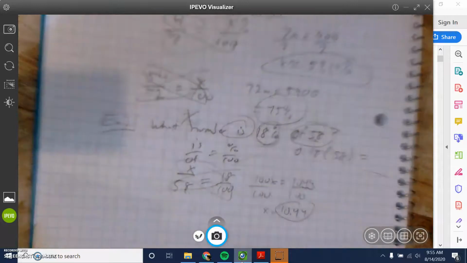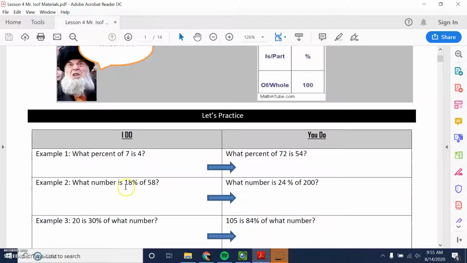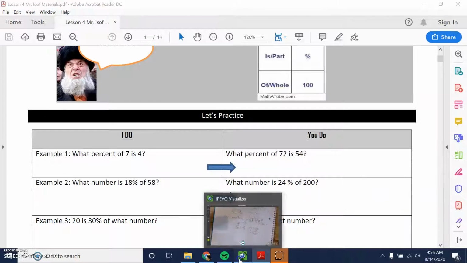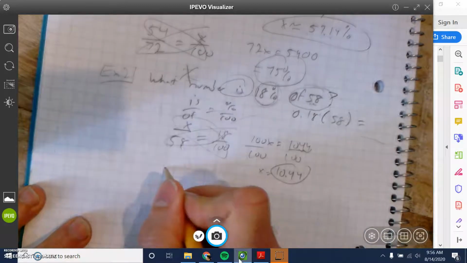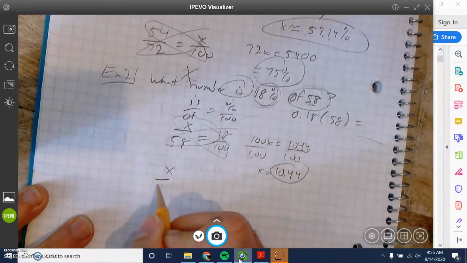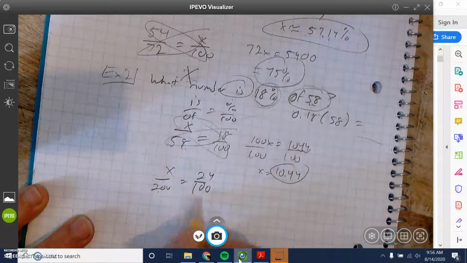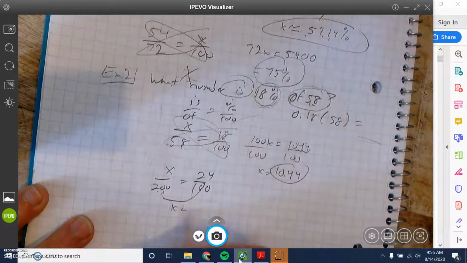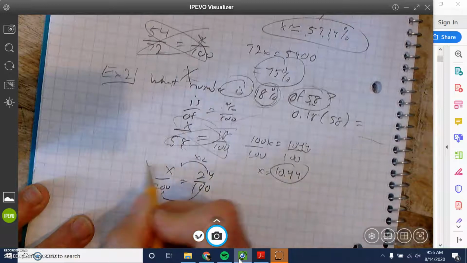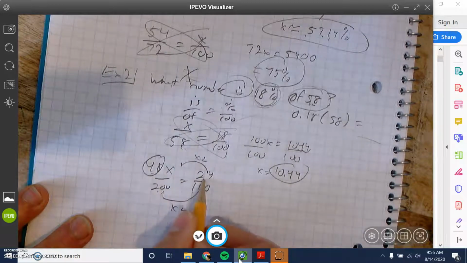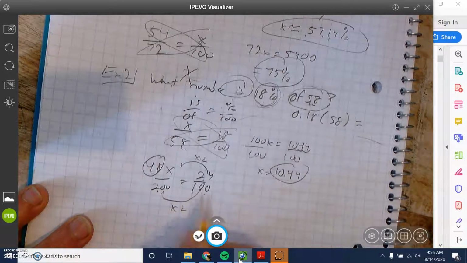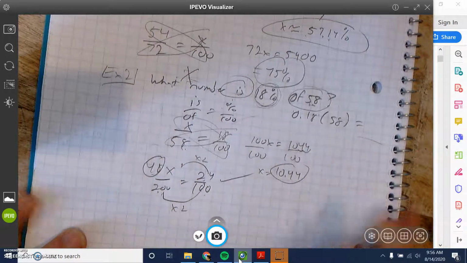Okay, you're doing good. Now it's your turn right here. So now I did example 2. Your turn. What number is 24% of 200? What number is 24% of 200? What did you get? Pause the video. Yeah, 24%. So that's going to be x over 200 is 24% over 100, like this. I notice that you can go this way, times 2, and so that'd be 48. 48 divided by 2 is 24. 200 divided by 2 is 100. So 48 is the answer. Hopefully you got that one.